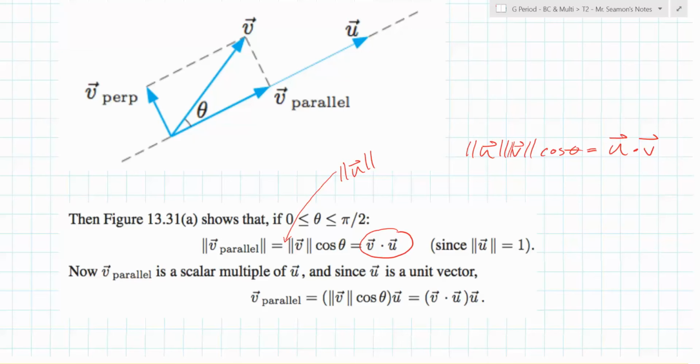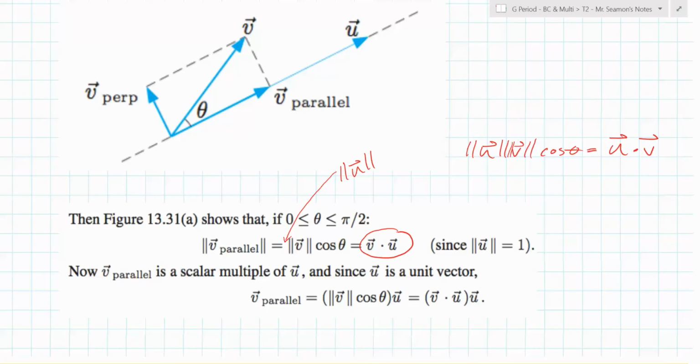So if we want the actual vector, V parallel, what is it? It is the magnitude we want in that direction. What's the direction we want to go in? U. What's the magnitude? V dot U. So this represents V dot U times U. That's a scalar times a vector, and a scalar times a vector is a vector. But since the magnitude of U is 1, the magnitude of this is V dot U, which is the magnitude we want it to be.